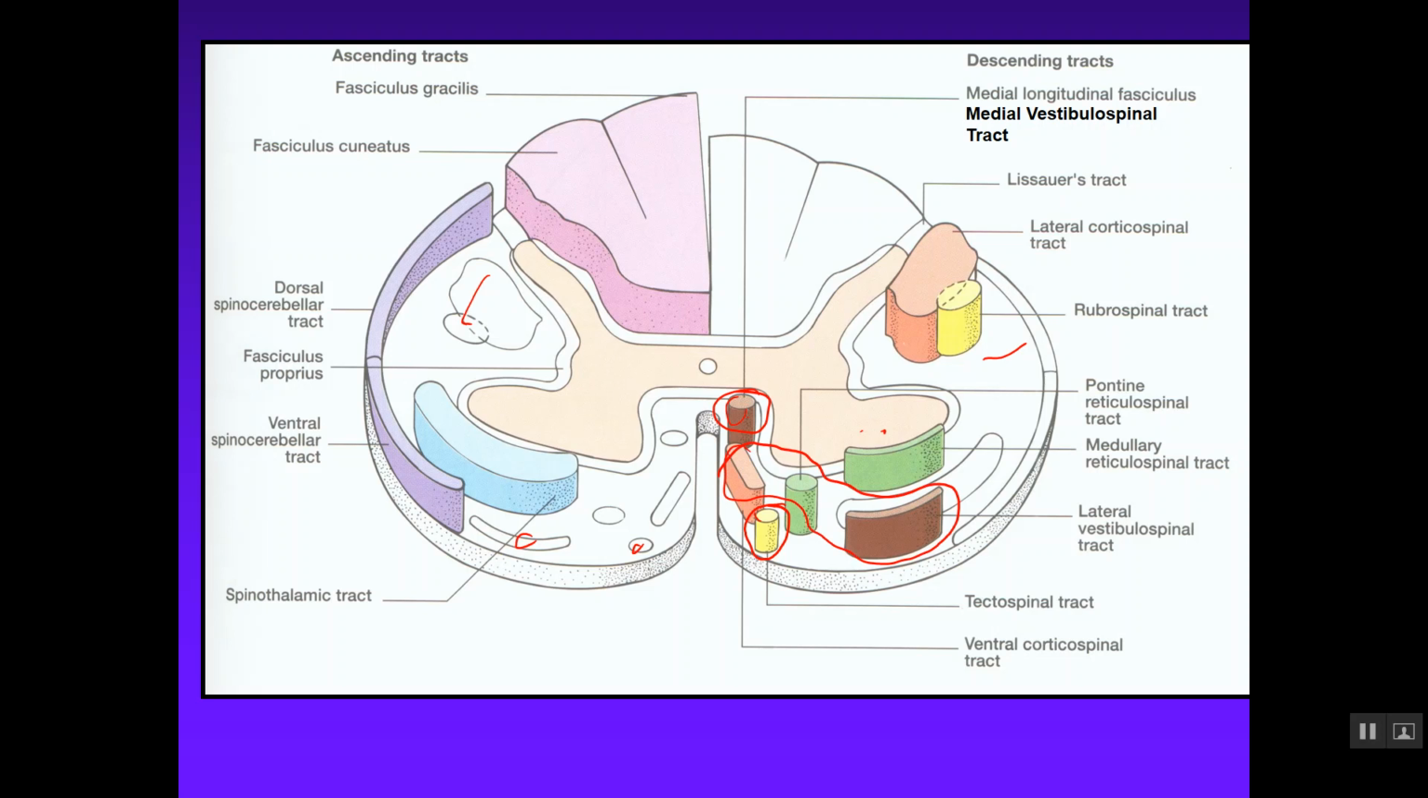All I'm saying is you'll see some cross sections, and if they show a cross section through a thoracic spine or a lumbar spine and they don't show these two, you'll know why. Okay? It's because they've ended. They're done.